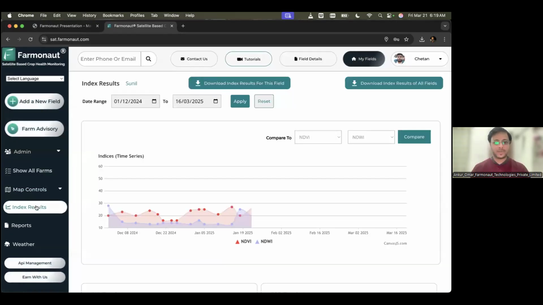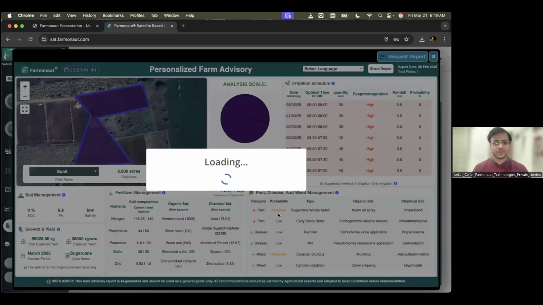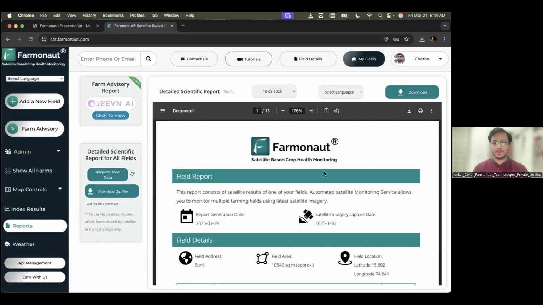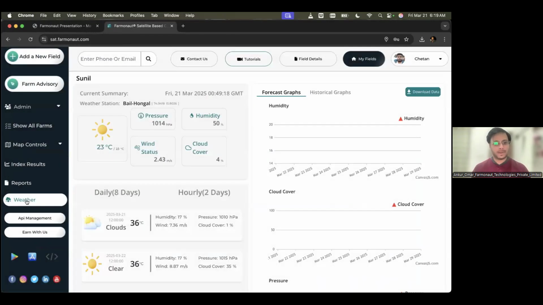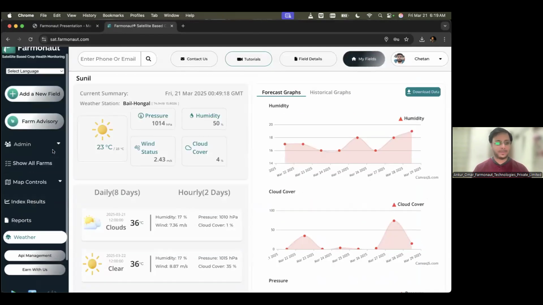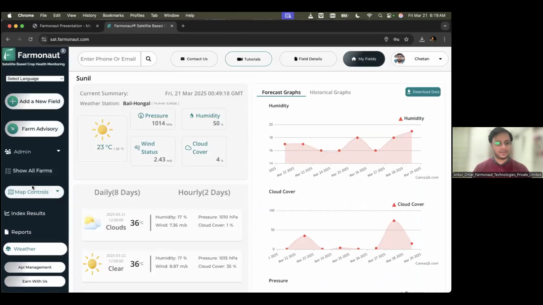There are a lot of things you can do, like index results, and there are detailed reports. You can download and use them on your own computers or laptops. A lot of things are there. Given the limited time that we have, I'll skip these. But yeah, a lot of things are there.